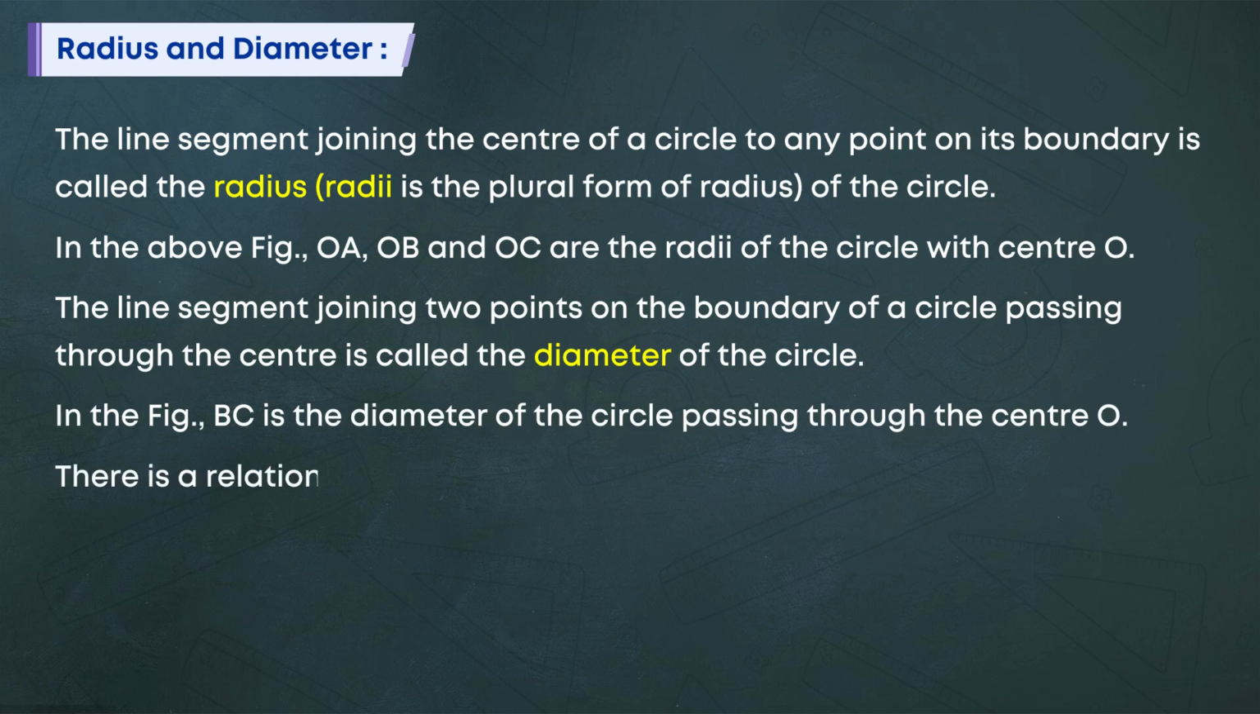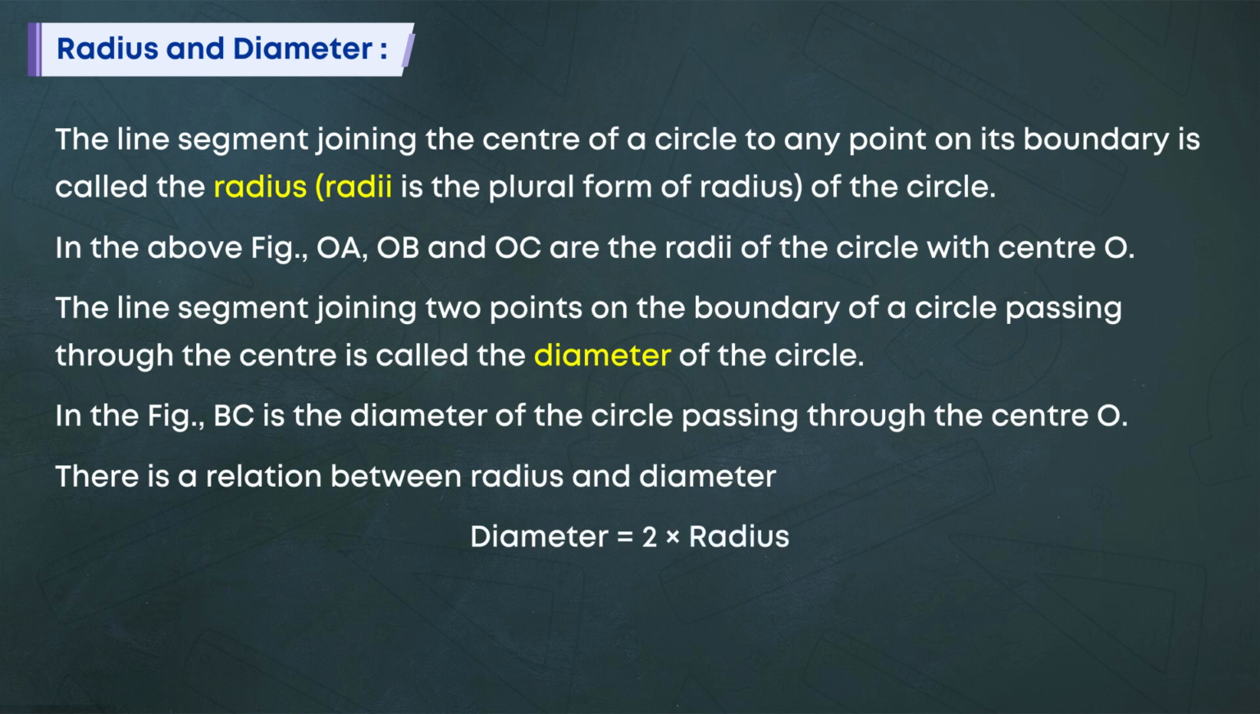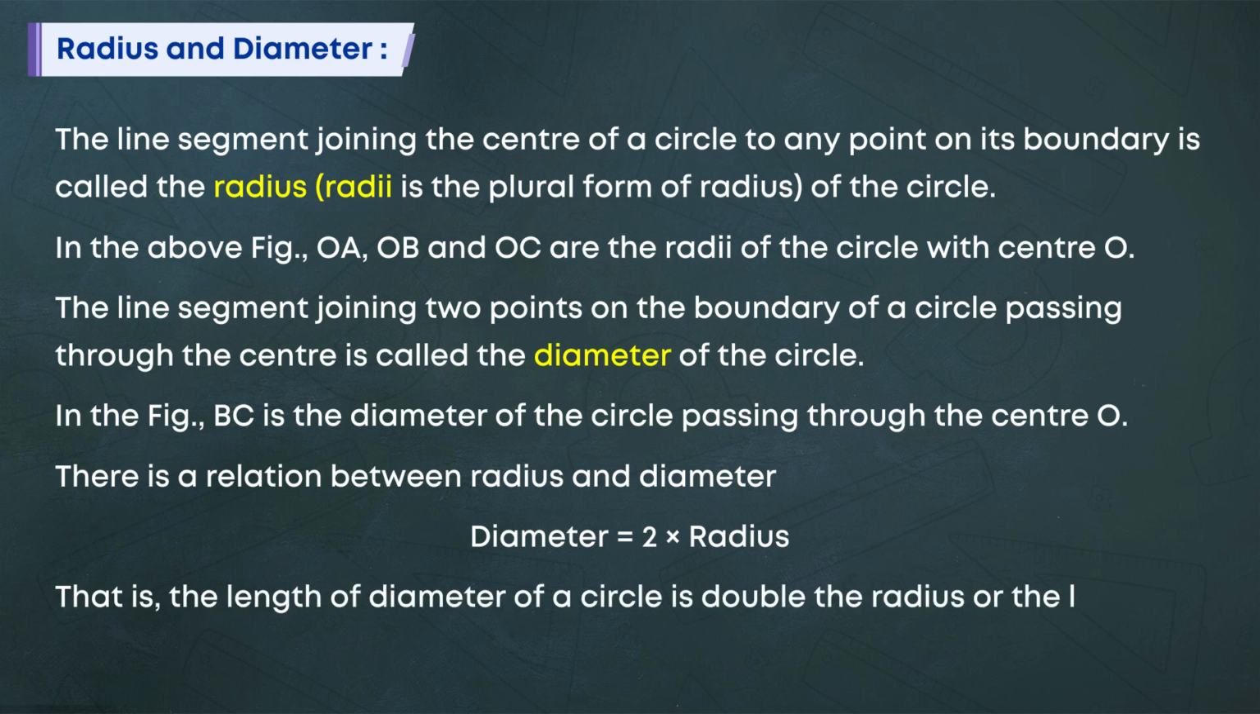There is a relation between radius and diameter. Diameter is equal to 2 into radius. That is, the length of the diameter of a circle is double the radius, or the length of the radius is half of that of the diameter.